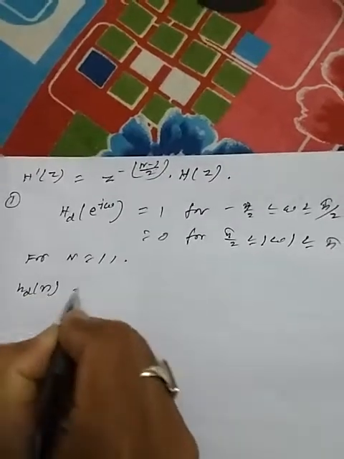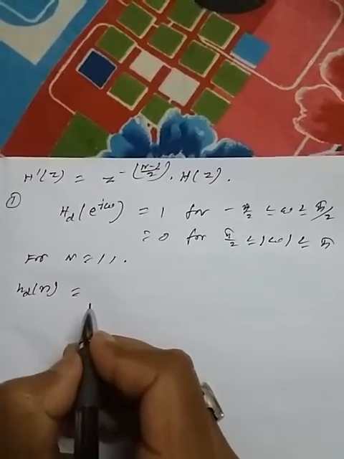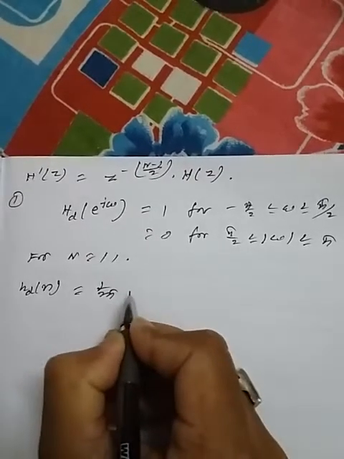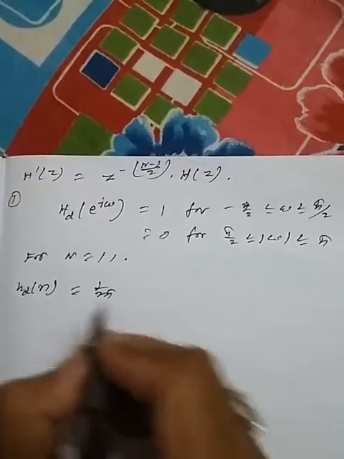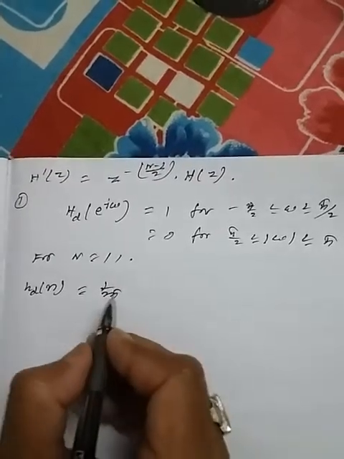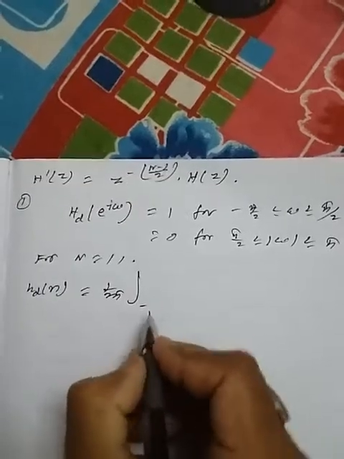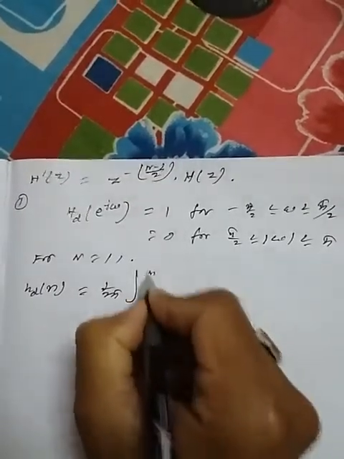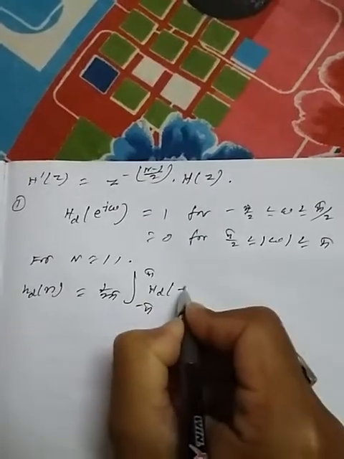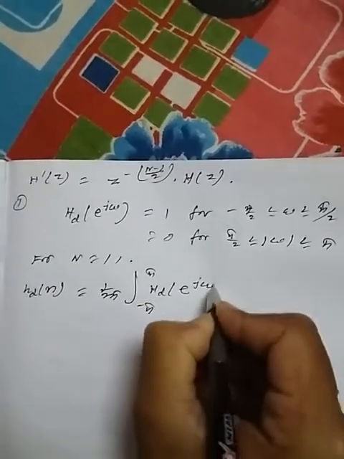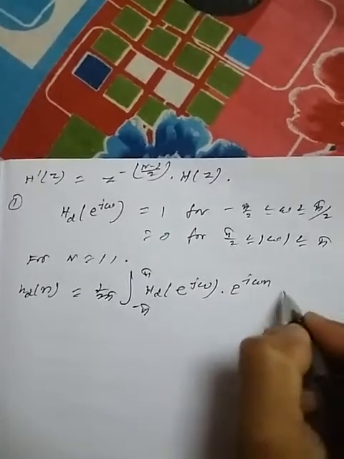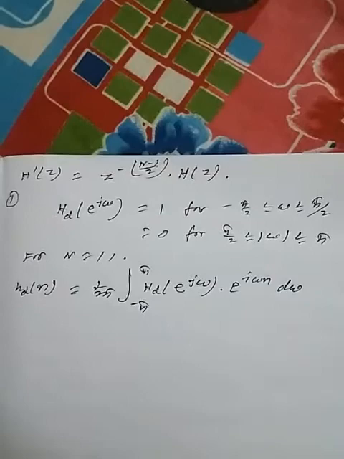So at first, we have to find the desired impulse response of the filter by using the formula of the inverse Fourier transform. Okay, so what is that? h_D(n) will be equal to 1/2π integration over -π to π of H_D(e^jω) into e^jωn dω.